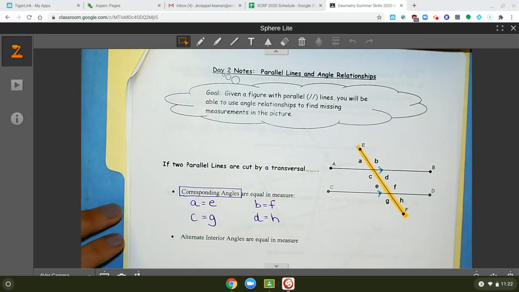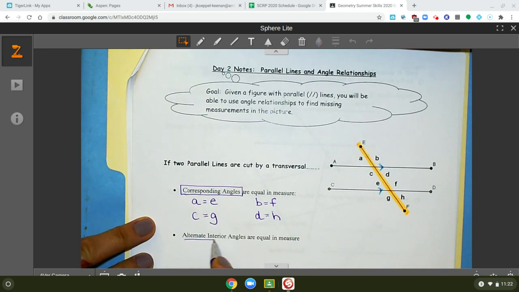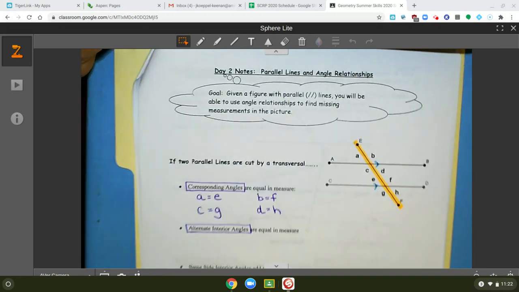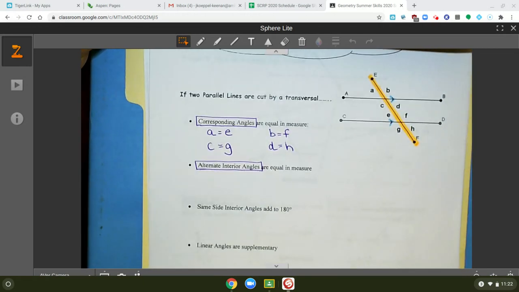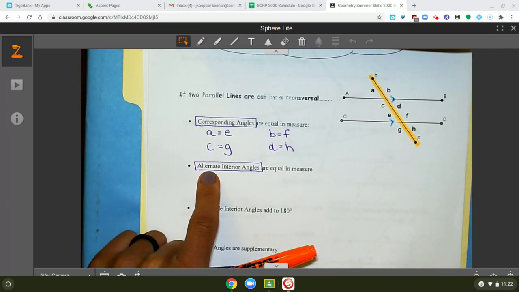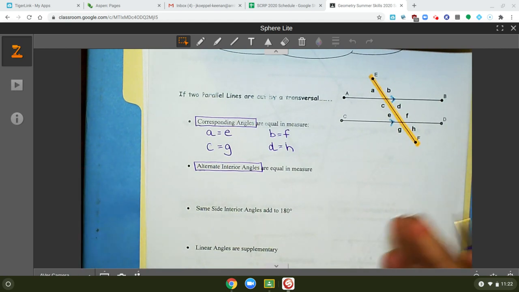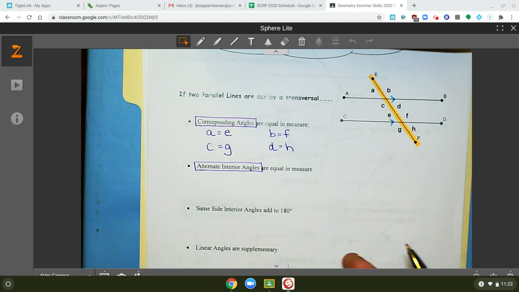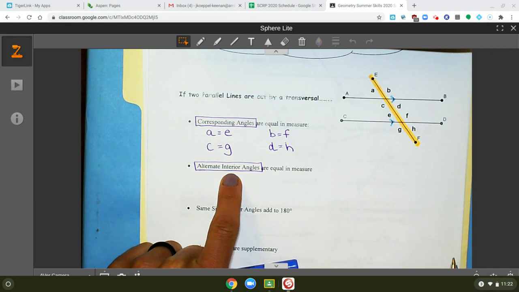Up next, we have alternate interior angles. When you alternate, that means they're on opposite sides, so one's on the left, one's on the right. These are also going to be interior angles. Interior means they're going to be inside of the parallel lines.